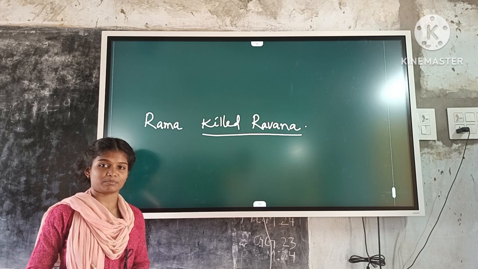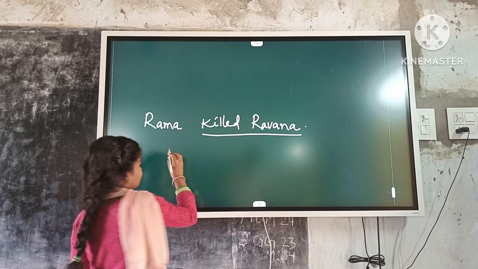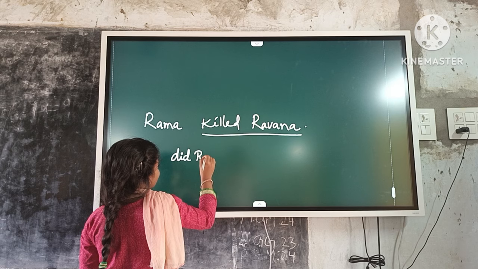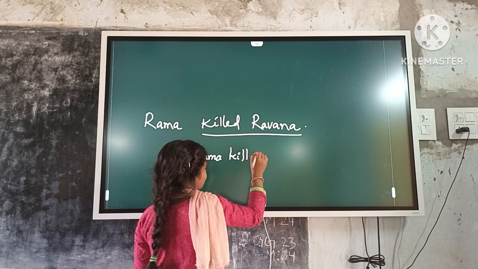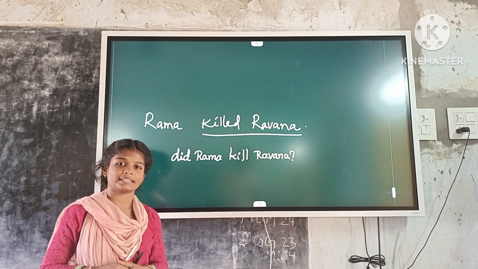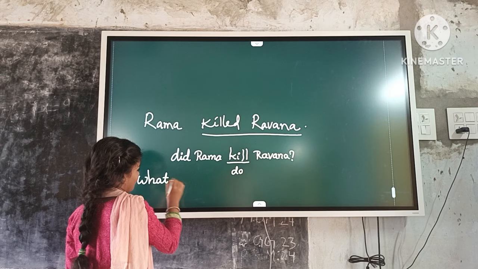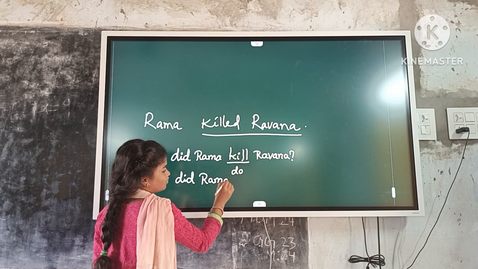Now another example. Rama killed Ravana. Here, the underlined part is the verb phrase. So first we make a yes or no question. The yes or no question is: did Rama kill Ravana? Now we write what plus do forms. So the answer is: what did Rama do?